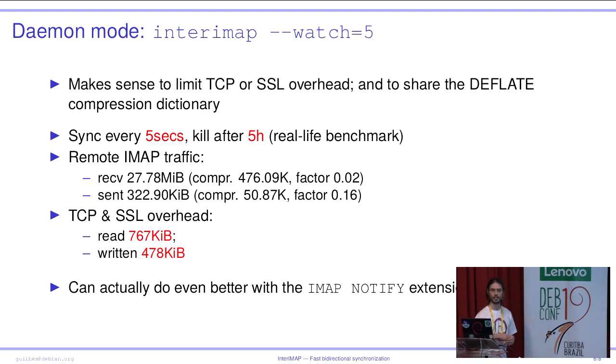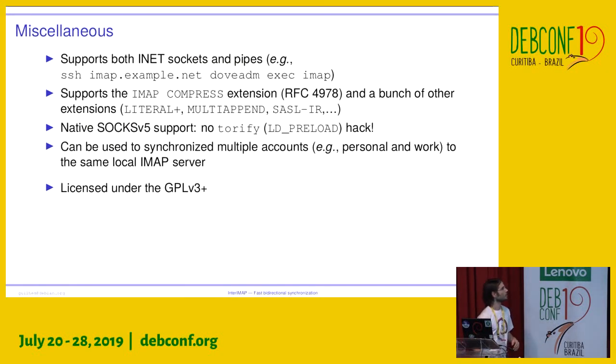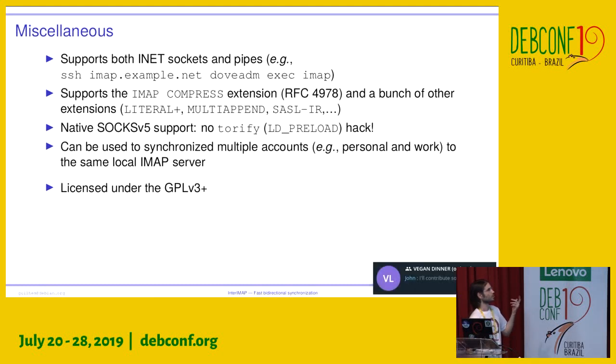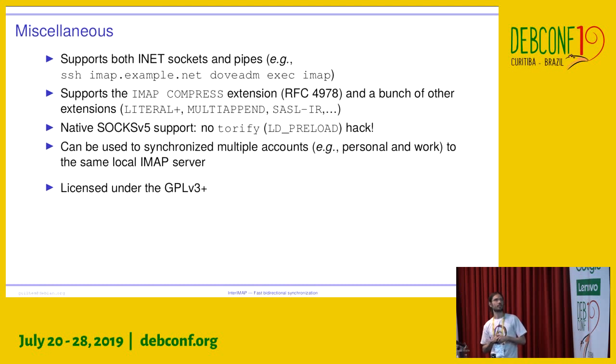And we can even do better with some other extension called IMAP NOTIFY. It's a bit like IDLE for multiple mailboxes. Unfortunately, I found that the Dovecot implementation of this extension is a bit buggy, so the InterIMAP implementation is also a bit clunky. Anyway, I'm just throwing some features here. It has support for INET sockets, and also, if you don't want to use SSL for transport and you want to use SSH or something like this, this also works via pipes or unnamed socket pairs. It has, as I said, support for the IMAP COMPRESS extension, which is really great for daemon modes, and a bunch of other extensions I'm going to have to go through.